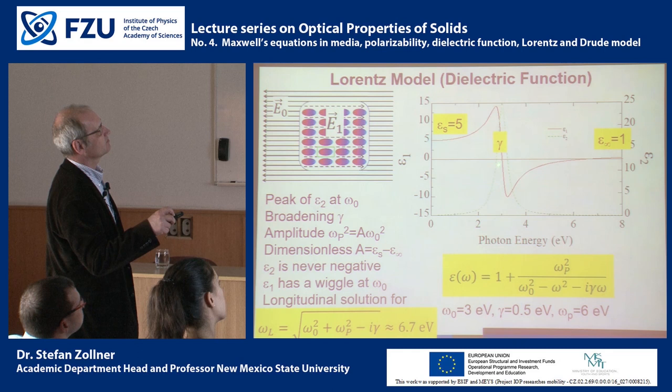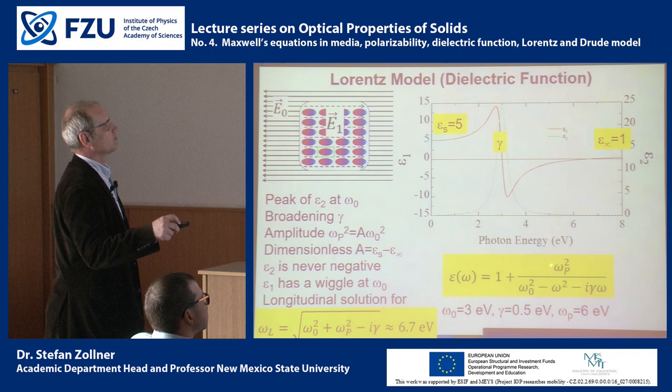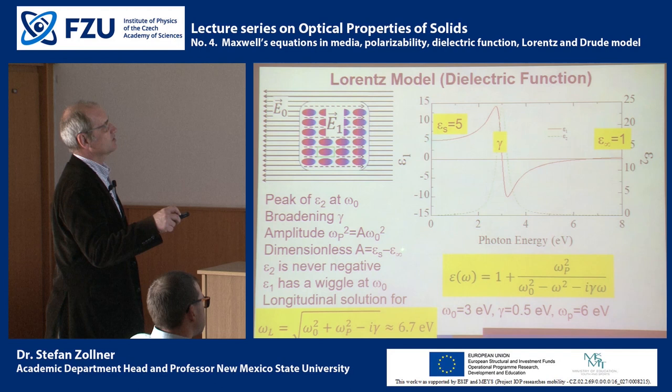The real part of epsilon goes to zero right at the resonance frequency. And the amplitude of this resonator, we sometimes write as a product of the resonance frequency squared. If we do it that way, then the difference between the high frequency limit and the low frequency limit of the dielectric function is equal to this amplitude A.